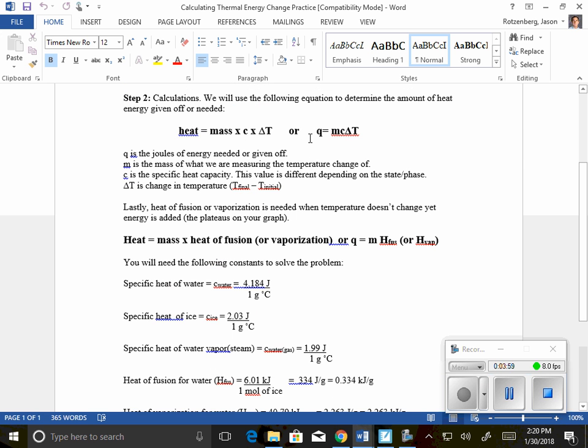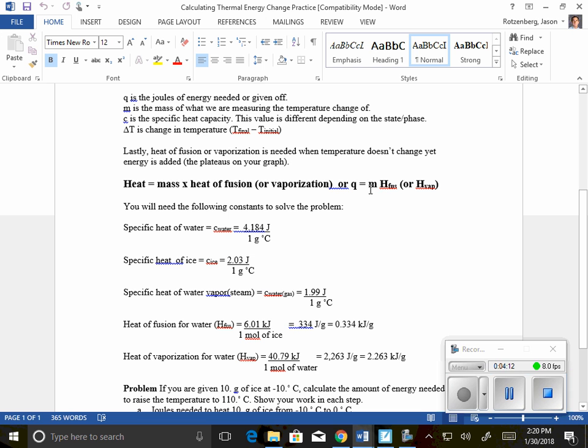So once again, Q equals mc delta T. Q is heat, mass times specific heat capacity, so how much heat can you absorb before your temperature changes, times the change in temperature. And Q equals M times H. Mass times either heat of fusion, if we're referring to going from a solid to a liquid, or heat of vaporization, going from a liquid to a gas.